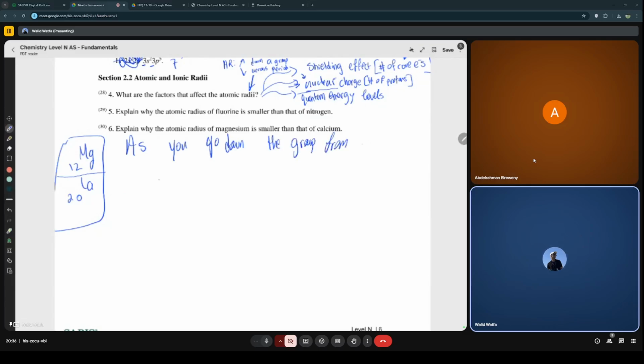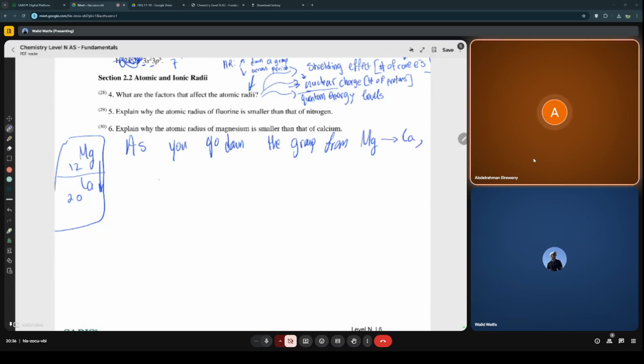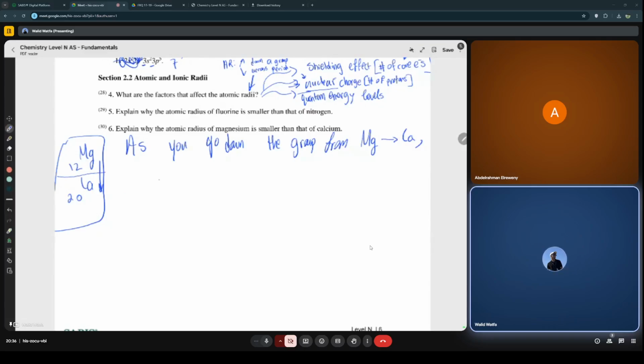From Mg to Ca, what changes? The quantum energy level and the shielding effect. Perfect. They didn't talk about the shielding effect in the solution for some reason.